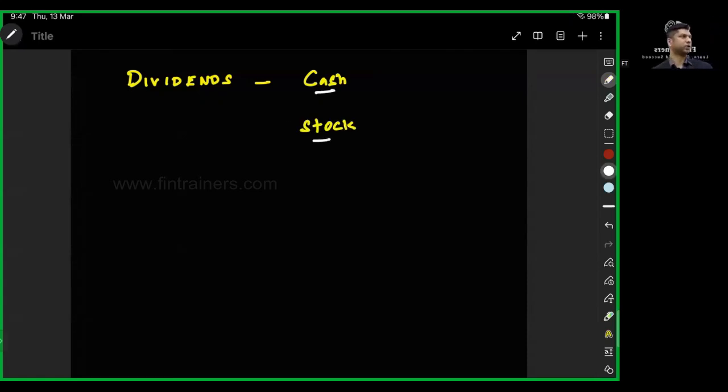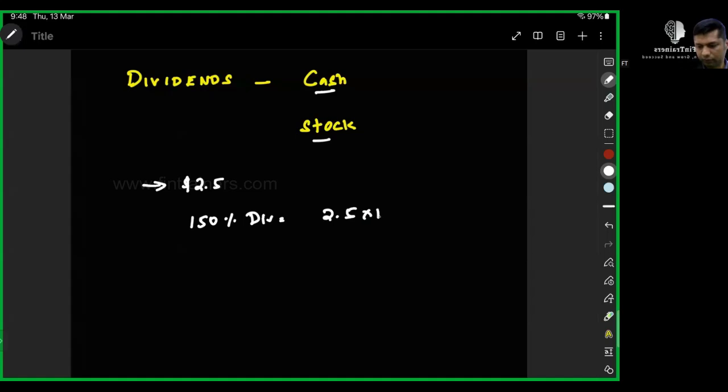That means you get cash for each share you own. So if you have a share, they will give you a certain percentage of the face value usually, right? So if the face value of a share is say $2.5, they might announce a 150% dividend. That means it is 2.5 into 1.5. That is a cash dividend based on the face value. The face value is not the market price, by the way. So the market price might be something else.